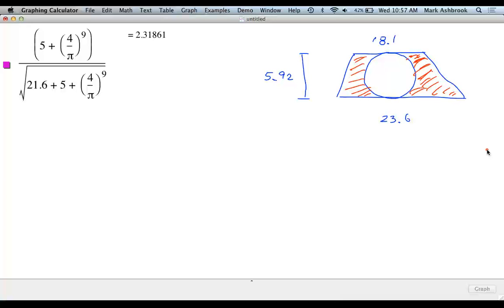Is the 18.1 the length of the whole chunk? No, it's the top. So it's the top face. Oh my God, does that work?